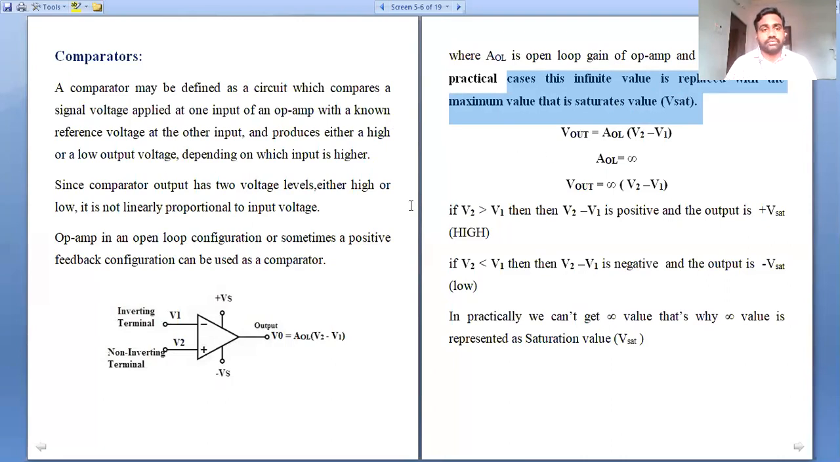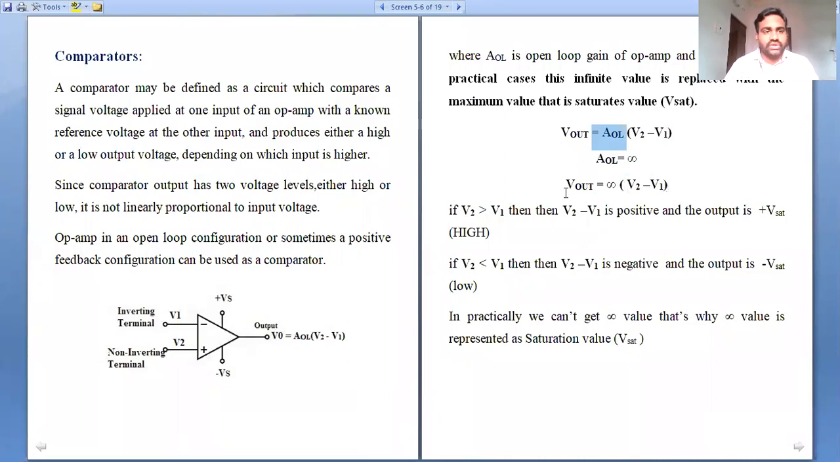So how can we explain the particular gain value? We know that output voltage is equal to open loop gain into V2 minus V1, where the gain multiplies the difference between the two inputs V2 and V1. The open loop gain at this condition is infinite, whether it is a positive feedback condition or an open loop condition. So if we substitute the gain value AOL as infinite, V output is equal to infinite into V2 minus V1.